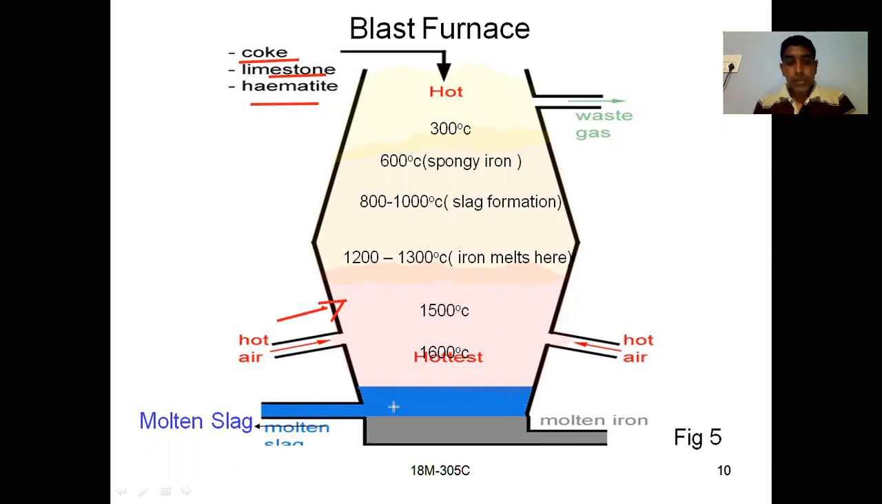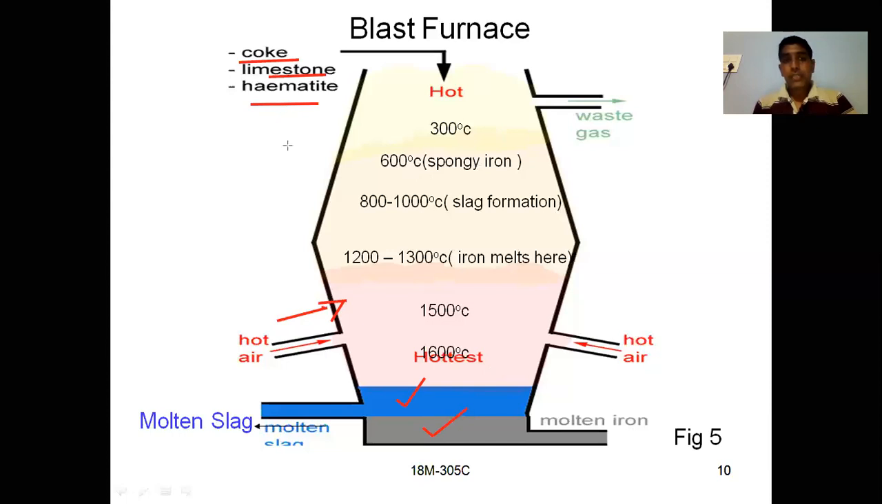Here, the blue one is the slag, and this bottom one is the molten pig iron. Always remember one thing, the molten iron is heavier compared to your slag. So automatically the molten metal will settle down, and on top of that you will have the slag. So you are having slag here, and at the bottom you are having the molten pig iron.